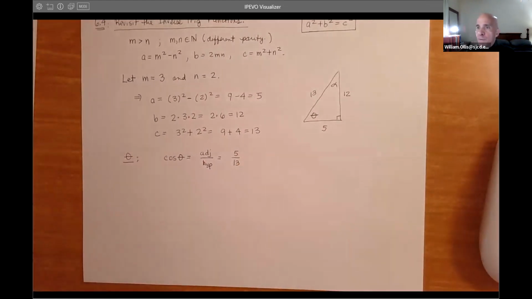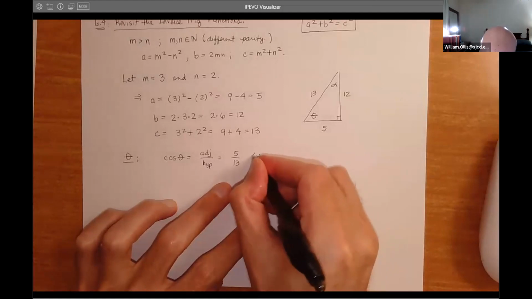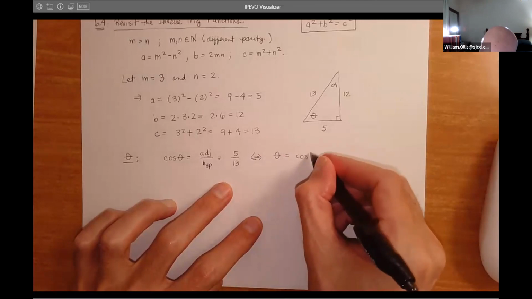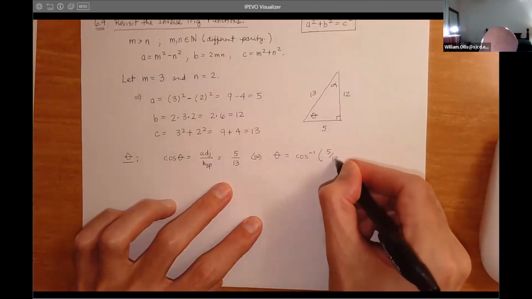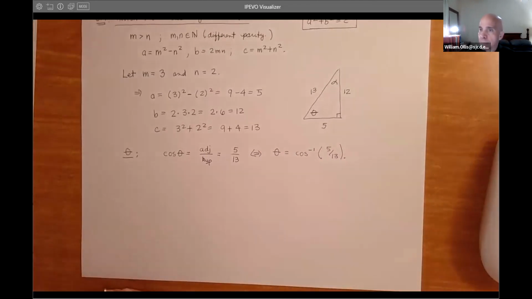Now, when we define the inverse trig functions, we actually started with the inverse trig function. Now we're going to apply it. So we're going to say if and only if theta equals the inverse cosine of 5 over 13. Right there. That's the angle right there.